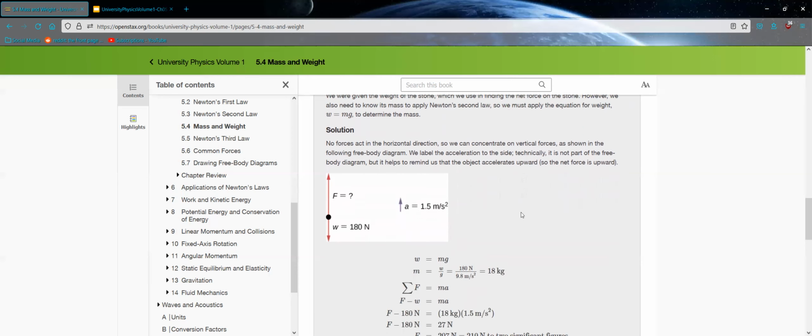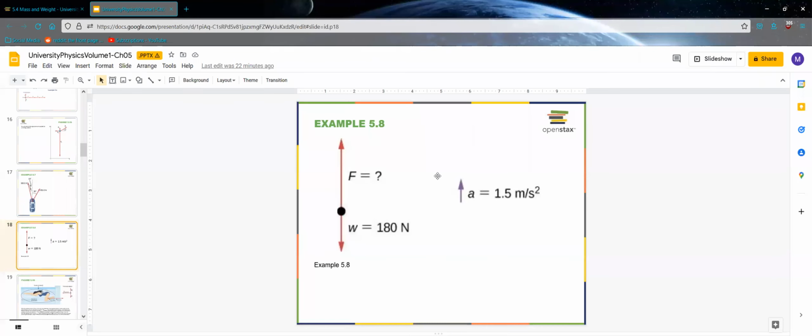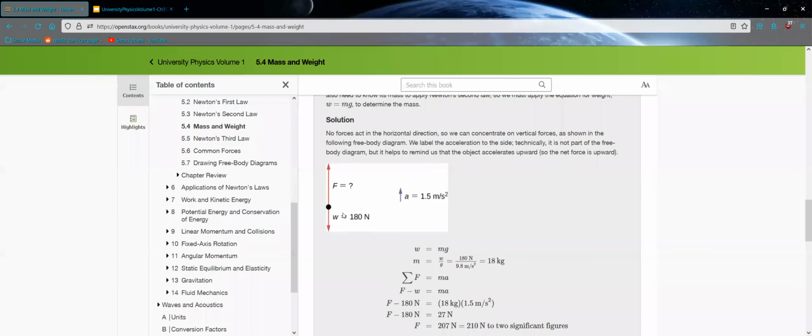So what's going on here? Well, this free body diagram here explains it, right? What forces are impacted onto the stone? Well, we have weight pulling it down because gravity pulls down on everything with 180 newtons of force. And then we have some force picking it up. That force picking it up causes the net force to create an acceleration of 1.5 meters per second squared.